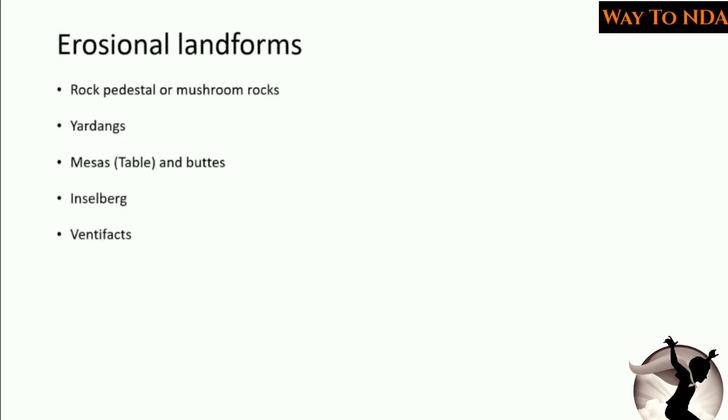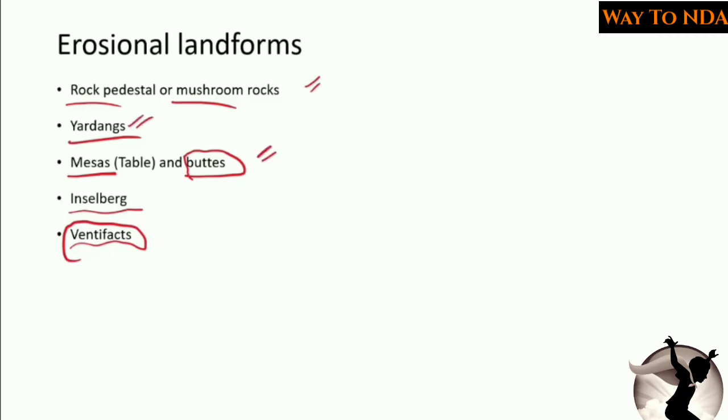What are the erosional landforms? So you will find the rock pedestal or mushroom rocks, then yardangs, then mesas and buttes, and then inselberg, and then ventifacts. So these are the erosional landforms: mushroom rock, yardang, then mesa and buttes, and then inselberg and the ventifacts.